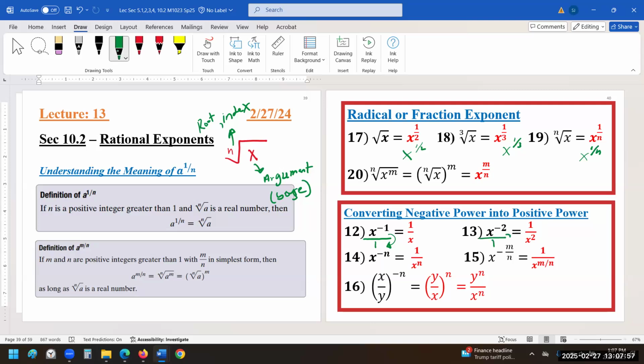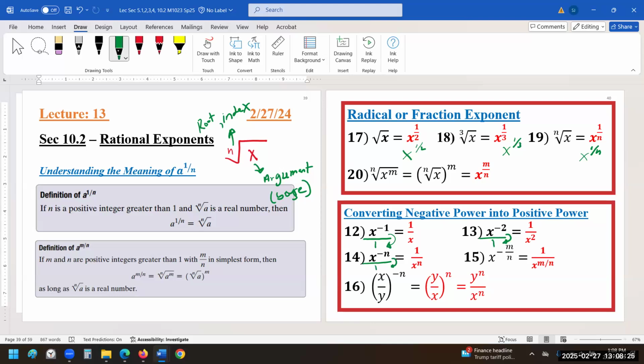So to convert that into positive, we just switch the position. So x to the 2 goes on the top, becomes positive, and 1 goes on the bottom. Same thing here, any number, n means any number. So if you have x to the any negative number, just switch the position and it will turn into a positive power.